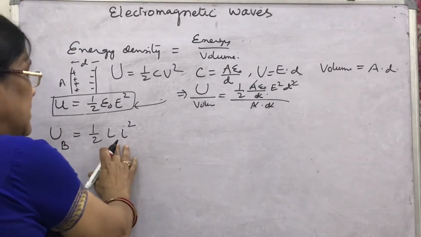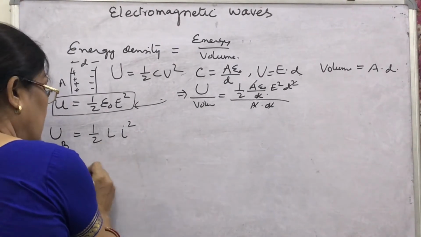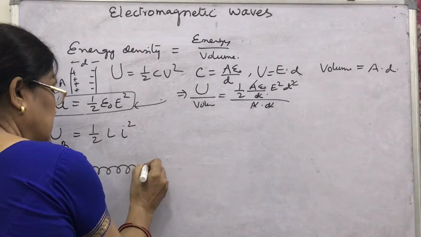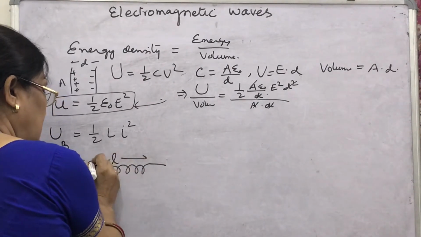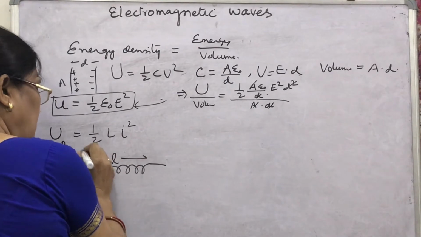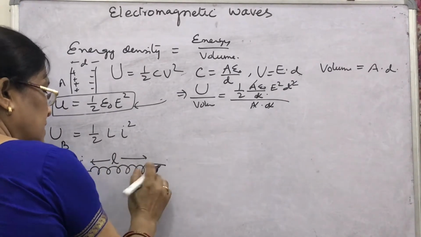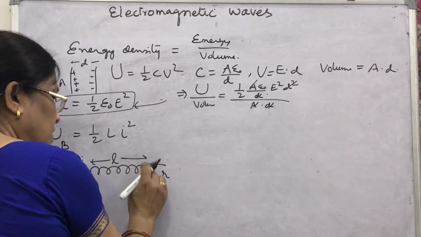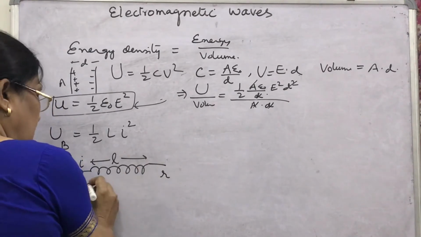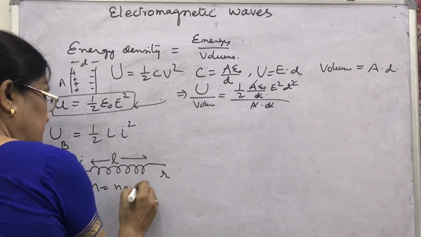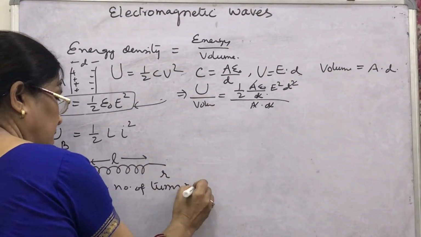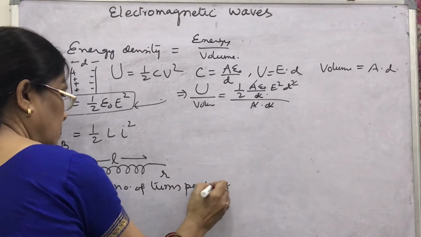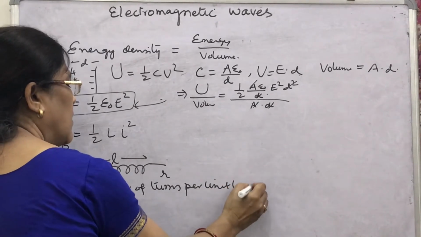Even here, what is L? Inductance of the coil. The coil is like this. If I is the current flowing through the coil of length L, an ideal long inductor, R is the radius of the loop of the coil, N is the number of turns per unit length of the coil.